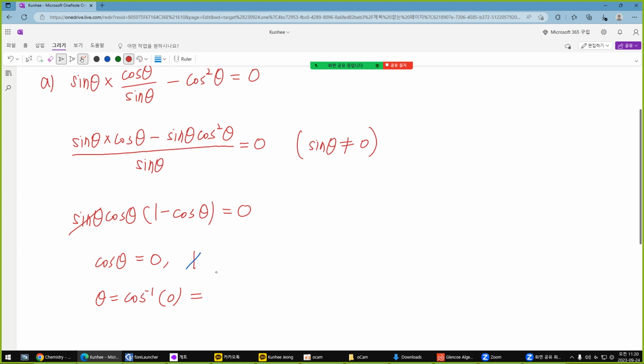1.5, yeah. 1.5 means it's like pi over 2. Pi over 2 for radian. So for the general solution, we can add the multiple of pi to pi over 2. So the general solution for this equation is pi over 2 plus multiple of pi.